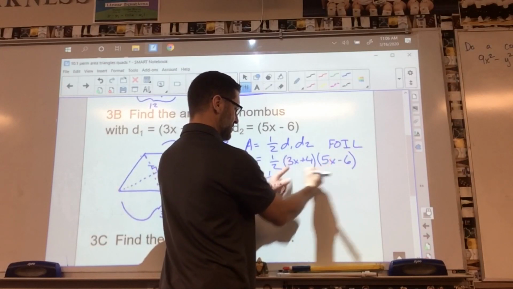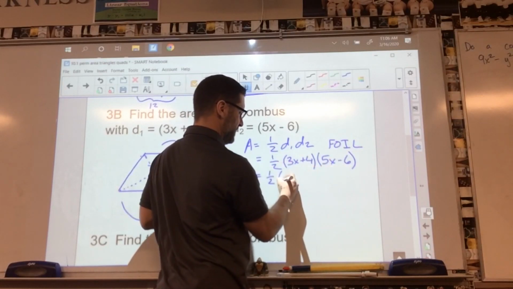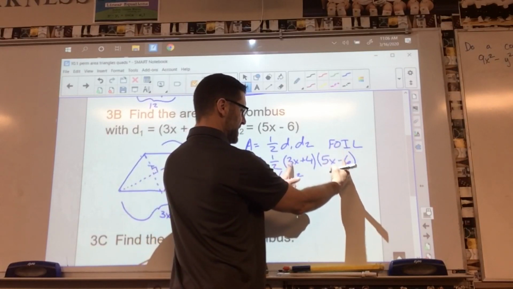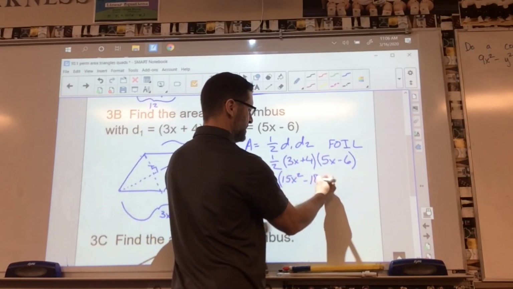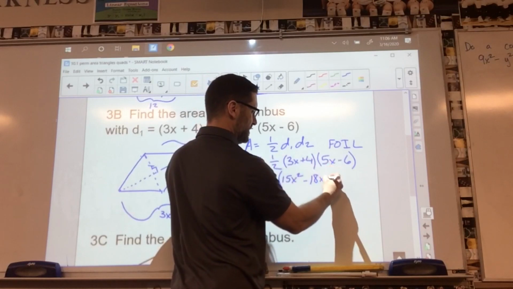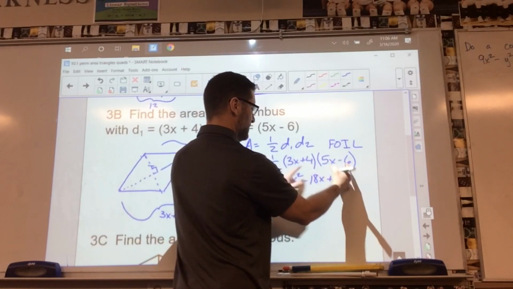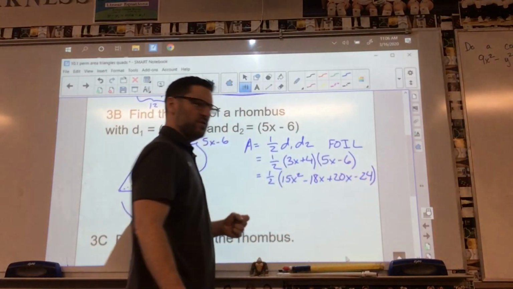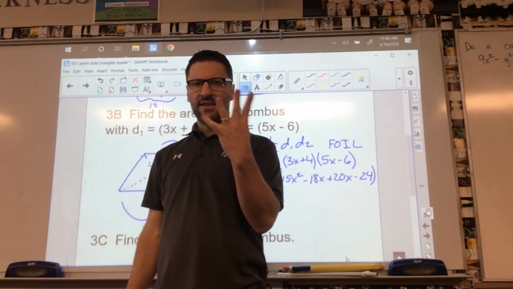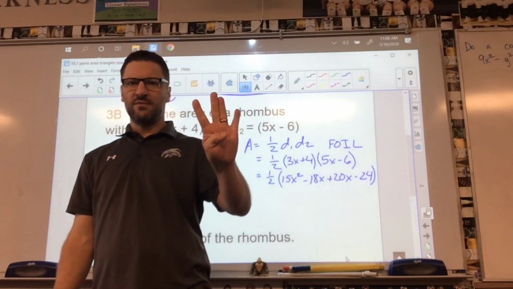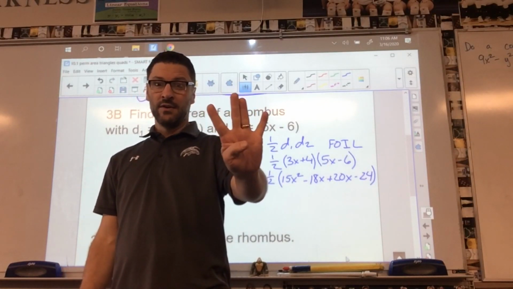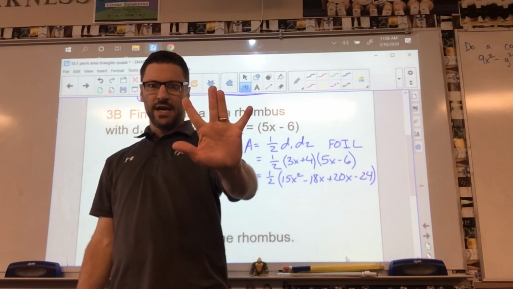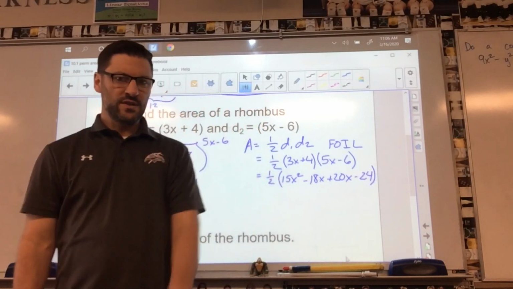So first is 15x squared. Outsides is 18x. Insides, these two is 20x. And the last is minus 24. And usually when you do first, outside, inside, last, you're going to get 4 terms. And those middle terms, a lot of times, they go together, like live long and prosper, they go together like that. And then they combine into one term.